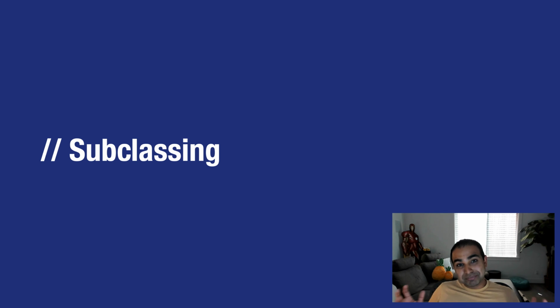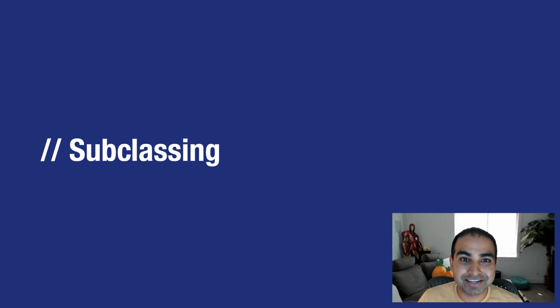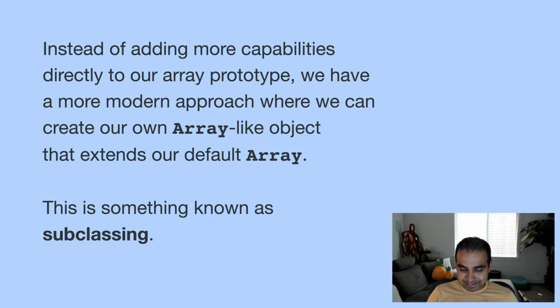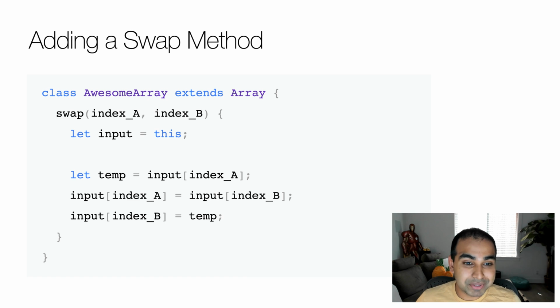But the other approach, the more modern one that came out in the last few years as a viable alternative to extending an object by modifying the prototype, is something known as subclassing. The way subclassing works is that instead of adding to the prototype, we create a duplicate array-like object that extends our default array. This sounds a bit like science fiction, but the way it works is as follows.